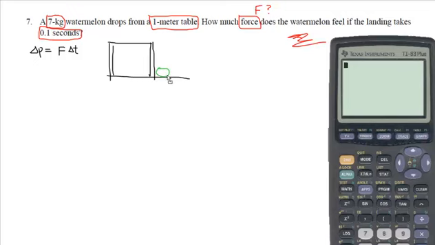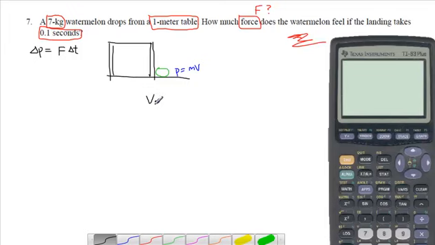The problem is about the impact or the impulse that the watermelon experiences from hitting the ground. The drop is going to play a role in finding how much velocity or how much momentum the watermelon actually had right before it hit the ground. We know the mass of the watermelon. We don't know the velocity. So we're going to have to use a velocity equation to find this out.